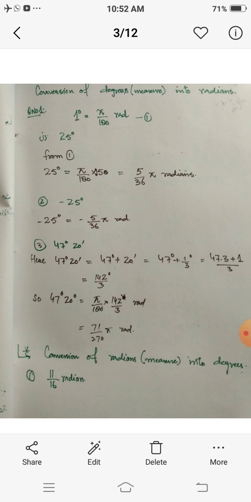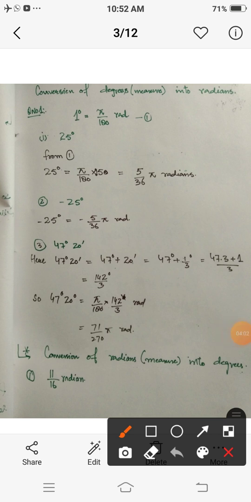One thing is important in this conversion. Whenever we have to convert degrees into radians, never put in the value of pi. We have to retain the pi in the given equation, that is, 1 degree equals pi upon 180 radian.